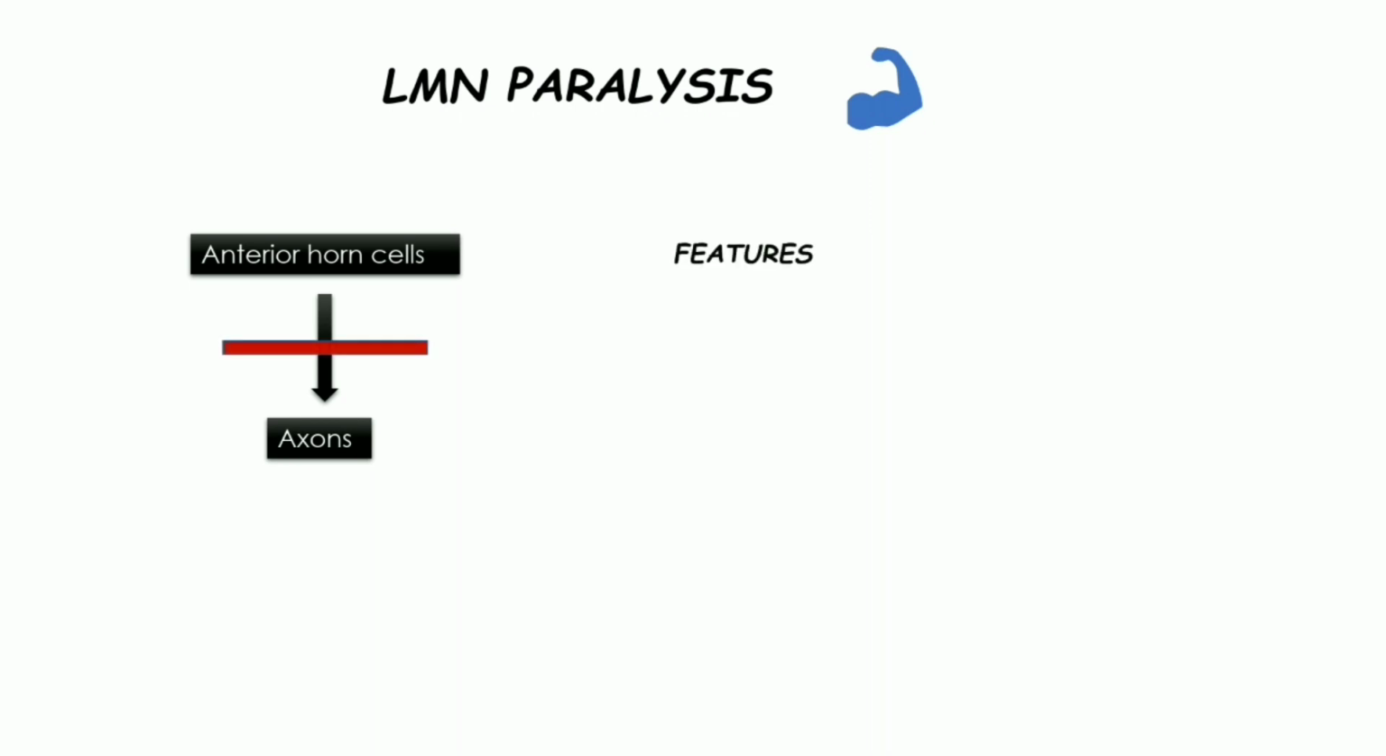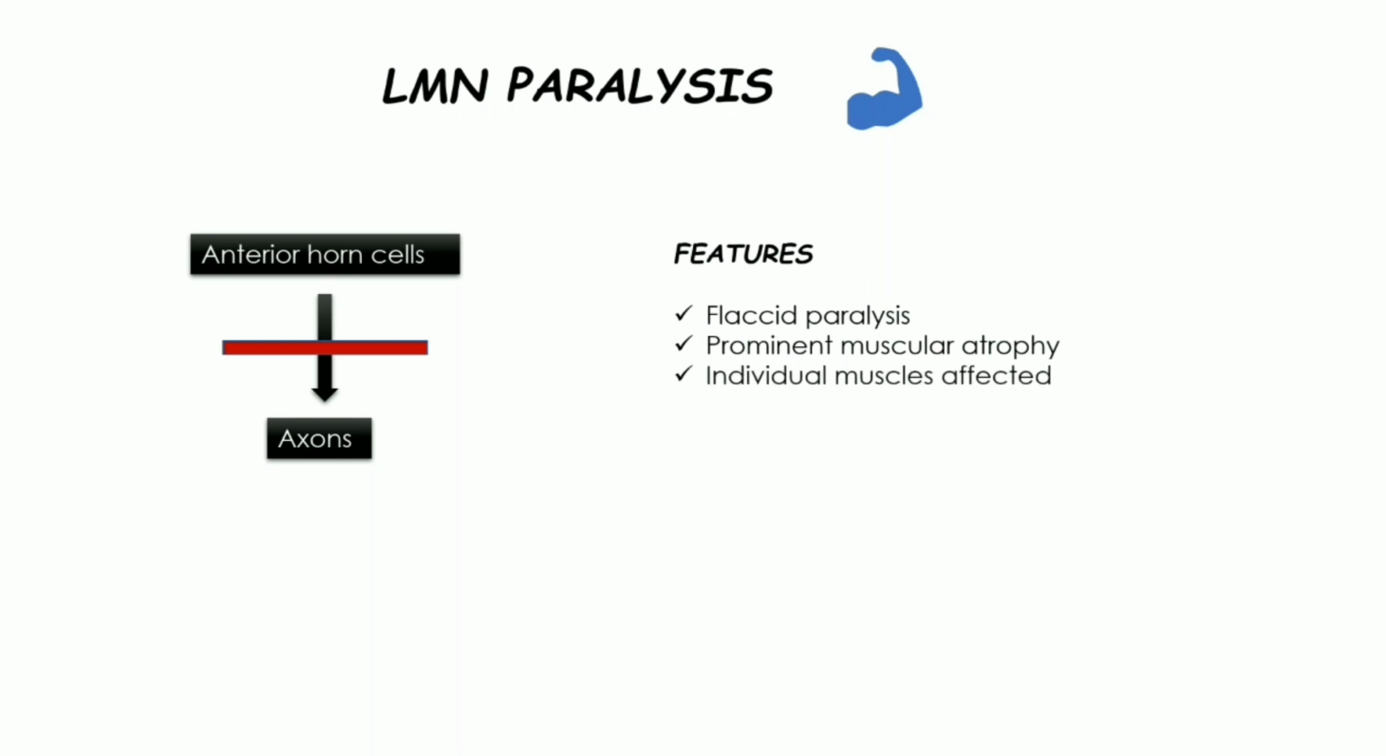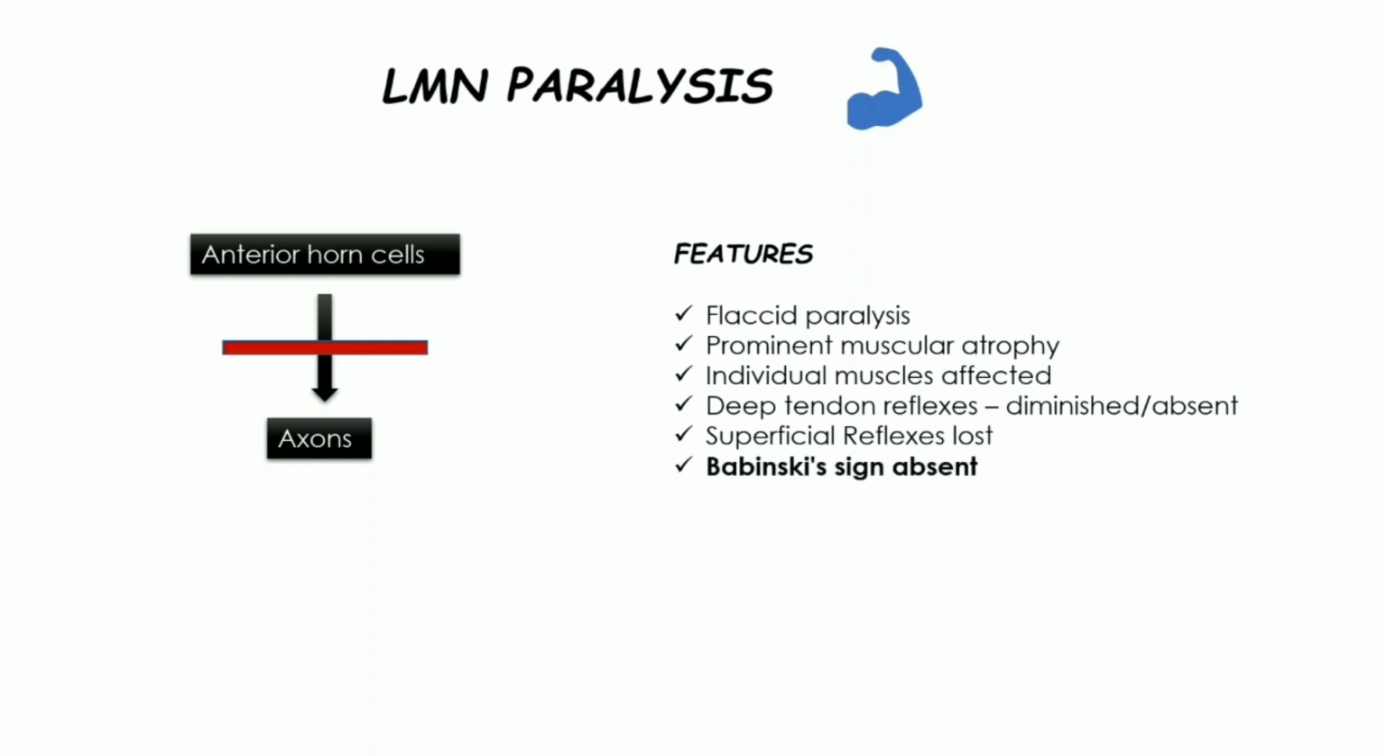Now what are the features? Somewhat opposite to UMN, we will see. Instead of spastic paralysis, what you're getting is a flaccid paralysis. So the muscle flaccidity, we will see what that is. Then there is a very prominent muscle atrophy. Then individual muscles are affected, other muscles are not affected in groups. Then deep tendon reflexes as well as superficial reflexes are absent. In the case of UMN lesion, we know the deep tendon reflex is exaggerated and superficial is lost. In LMN, both deep tendon and superficial are lost. Then Babinski sign is absent.